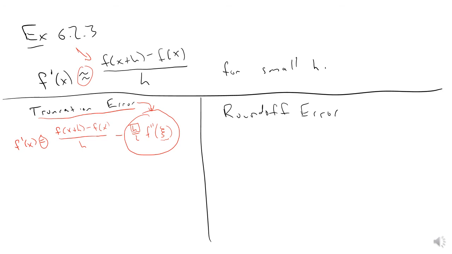So you could also think of this as being f double prime of psi over 2 times h. So our truncation error is proportional to h, or we say that it's of order h. Or we write it this way, a capital O, or big O, of h.